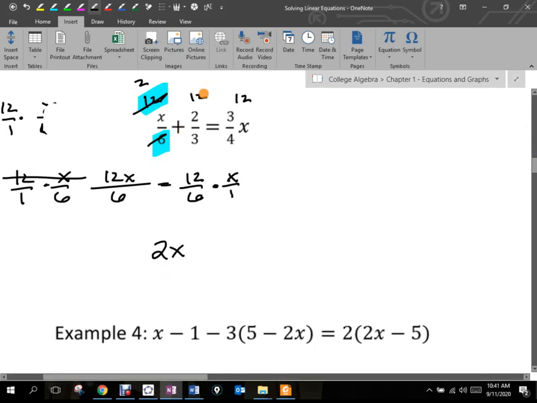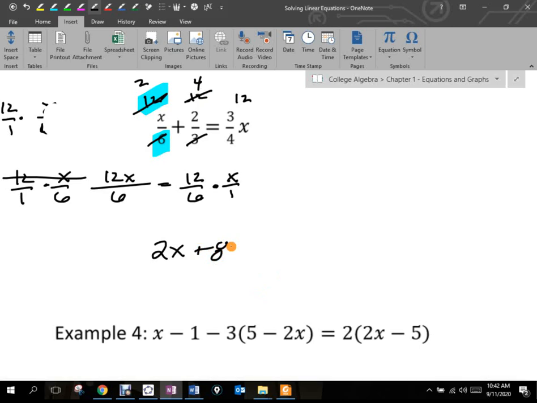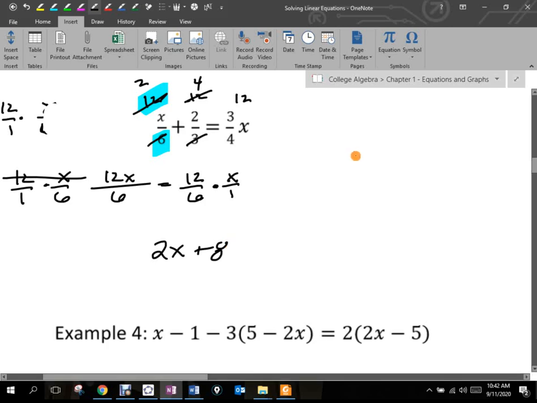Here, if I go 12 and 3, those are going to cancel, leave me 4, right? What's 4 times 2? 8. Okay? Now, the idea there is I was actually taking 12 over 1 times 2 over 3. Well, 12 over 1 times 2 over 3 gives me 24 over 3. What's 24 over 3 reduced to? That 8, right? Okay? And we'll do the same thing then in that last one.